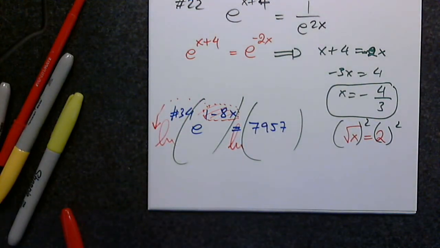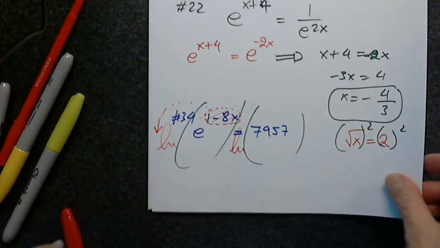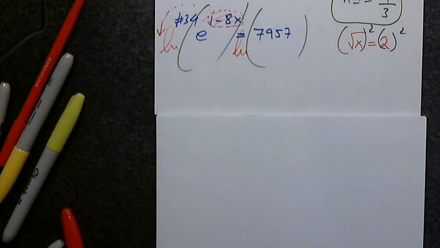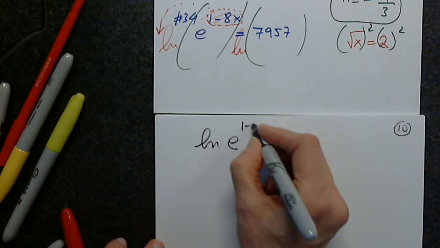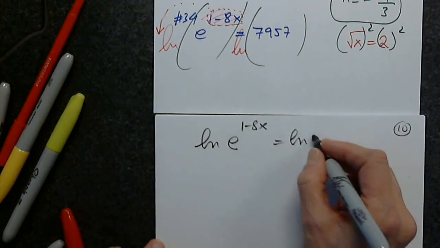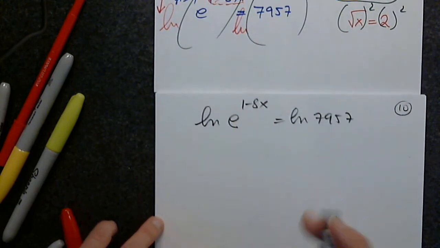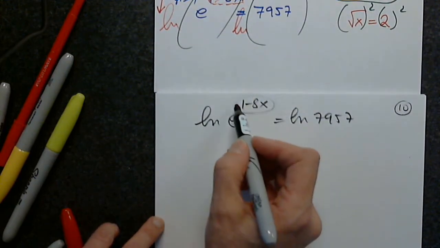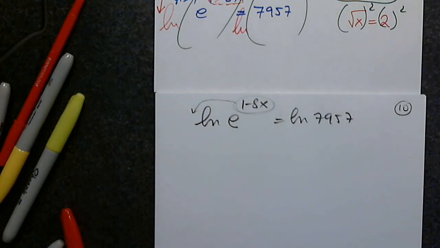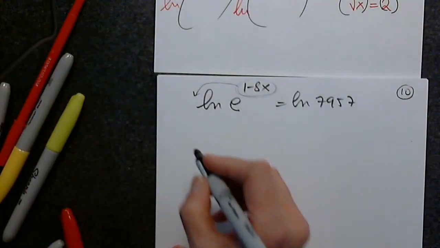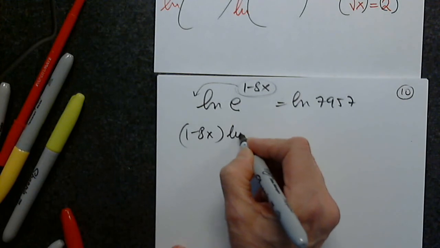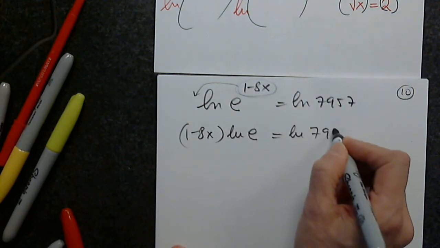By the power rule. Let me write this example from scratch with a log because it's not clear enough, I don't think. So let me just rewrite it. So natural log of e raised to 1 minus 8x will be natural log of 7957. Now I apply the power rule, which brings this quantity in front as a factor, but if I omit to put parentheses around the whole power, I will change the problem. So I have to have (1 minus 8x) natural log e equals natural log 7957.